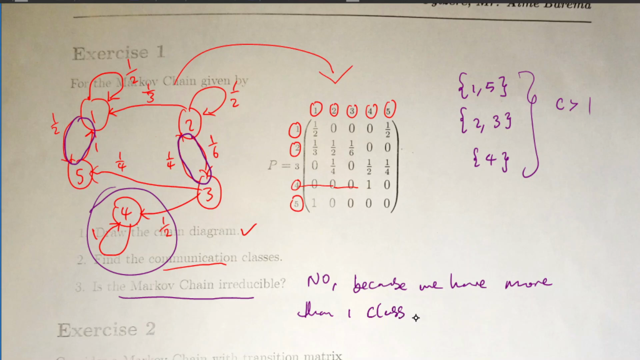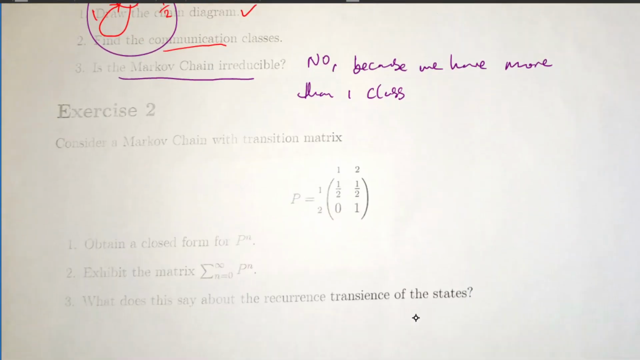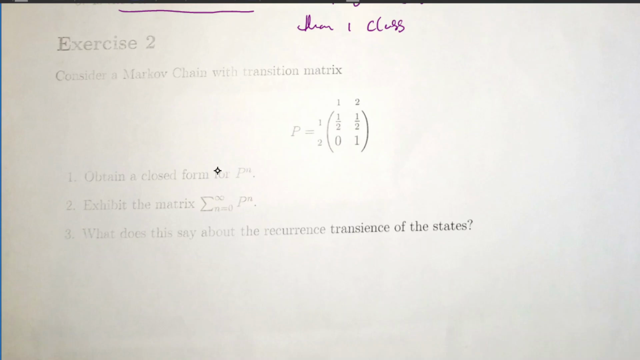All right. Okay, we go to exercise 2. Consider a Markov chain with a transition matrix. So this is the transition matrix that you've been given. Obtain the closed form of P^n. So what they want you to do is move from P to the power 1, P to the power 2, P to the power 3, all the way, and you find the general form of P to the power n, and that will be the closed form of P to the power n.